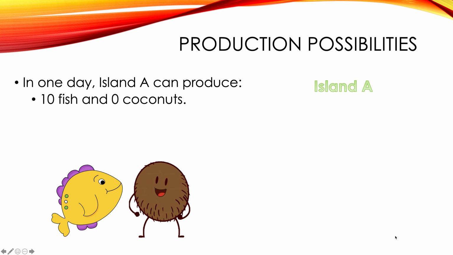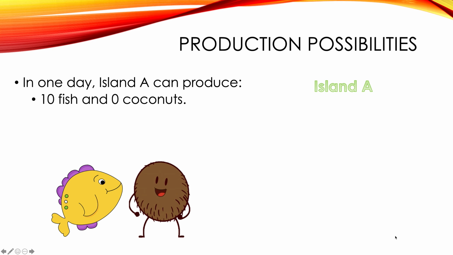Now what we're going to do is fix the resource. We're going to keep that the same. So in one day, our input will be time, and we'll fix that. In one day, Island A could produce 10 fish and 0 coconuts. What this would mean is they're only producing fish. If they use all of their time to produce fish, they can produce 10 fish, and they're not producing any coconuts at all. That's one extreme. The other extreme would be if they didn't produce any fish and only produced coconuts. In one day, if Island A went this route, they could produce 0 fish and 20 coconuts, right? So these are the two different extremes.